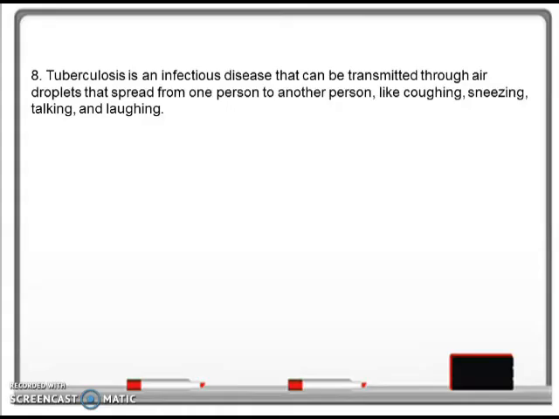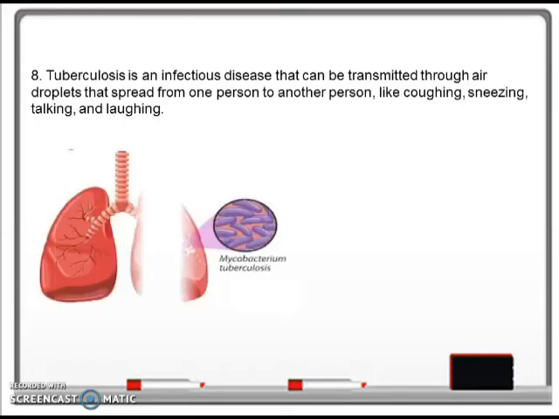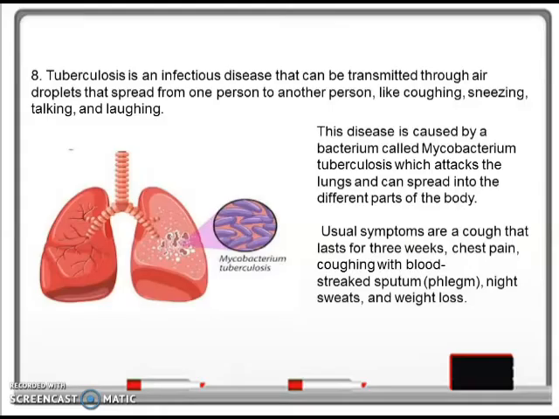Number 8. Tuberculosis is an infectious disease that can be transmitted through air droplets that spread from one person to another person, like coughing, sneezing, talking, and laughing. The disease is caused by a bacterium called Mycobacterium tuberculosis, which attacks the lungs and can spread into the different parts of the body. Usual symptoms are a cough that lasts for 3 weeks, chest pain, coughing with blood-streaked sputum or phlegm, night sweat, and weight loss.